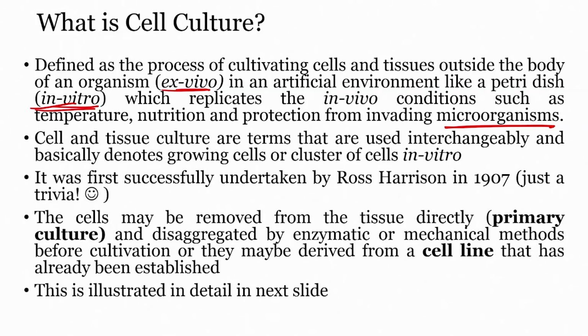It was first successfully undertaken by Ross Harrison in 1907, just trivia. So, the cells may be removed from the tissue directly like primary culture, and disaggregated by enzymatic or mechanical methods before cultivating, right, or they may be derived from a cell line that has already been established. There are two ways of taking out the cells. So, let us see both ways in the next slide.